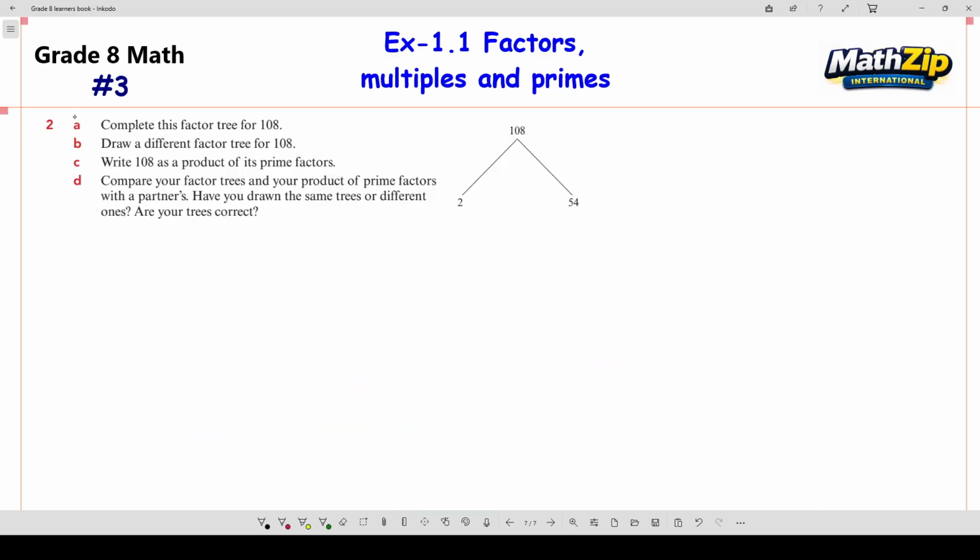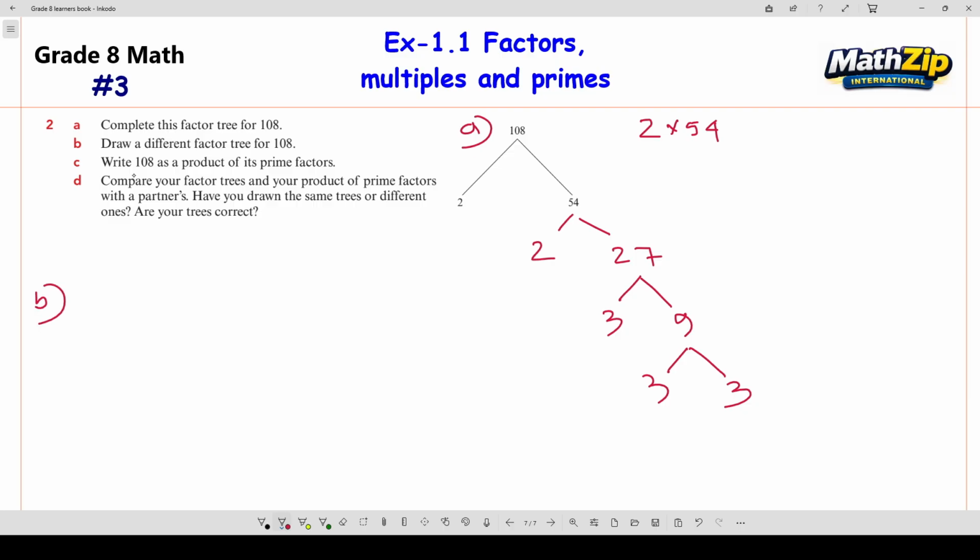Question 2, number A. Complete this factor tree for 108. So 108 can be written as 2 times 54, right? So this 54 we can write as 2 times 27. This 27 we can write as 3 times 9. This 9 we can write as 3 times 3, right? Okay, so number A is done.